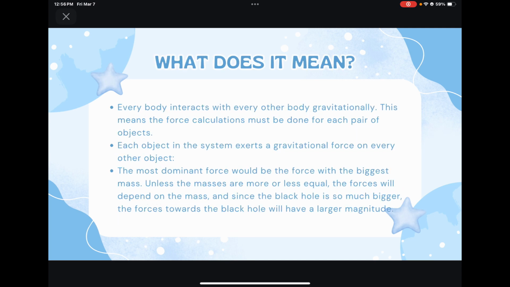If we added the black hole and were trying to solve for all of this together as a system, then every body would interact with each other gravitationally, and that means the force calculations would be done for all of the pairs of objects. So there would be 3 of them instead of the 2 that you can see here.